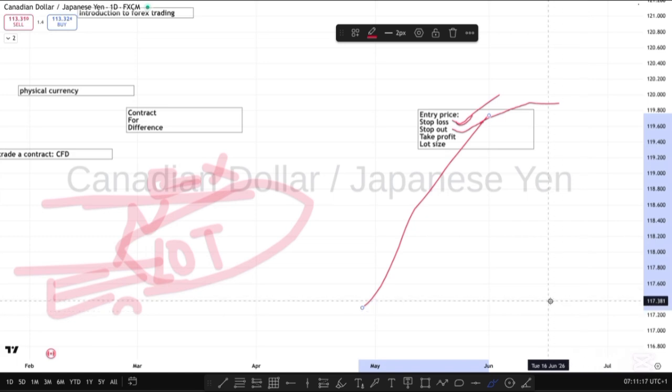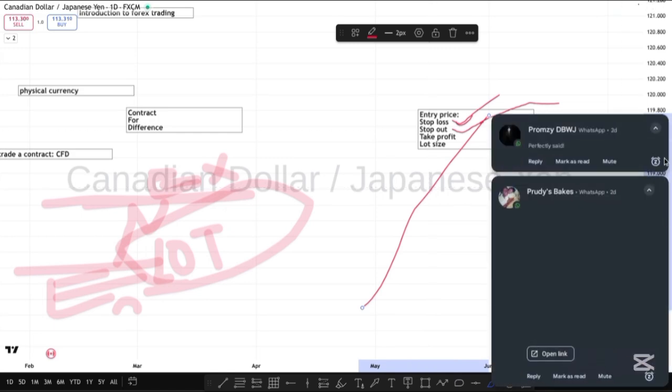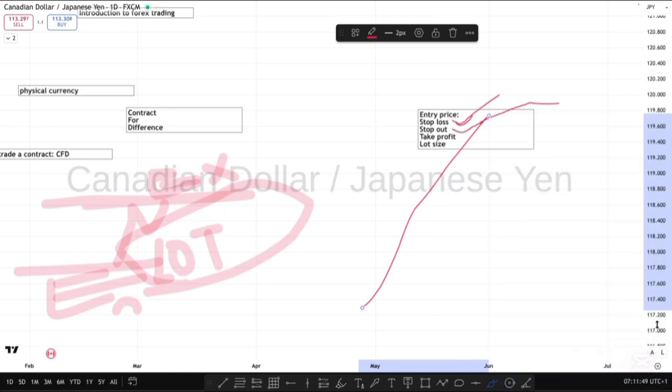Now, we have what we call a standard lot size. A standard lot size in trading contains 100,000 units of the base currency that you are trading. So if I used a lot size of 1 on Canadian dollar, what I'm literally doing is buying 100,000 units of Canadian dollar, right? And the thing about using lot size is the bigger the lot size you use, the bigger your profits. The smaller the lot size you use, the smaller your profits, right?